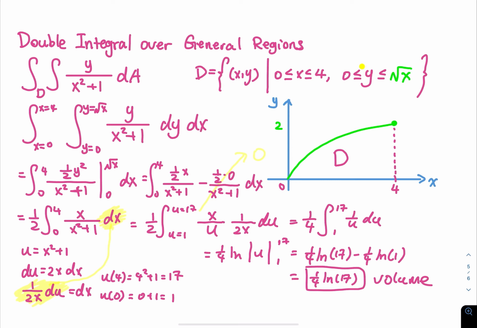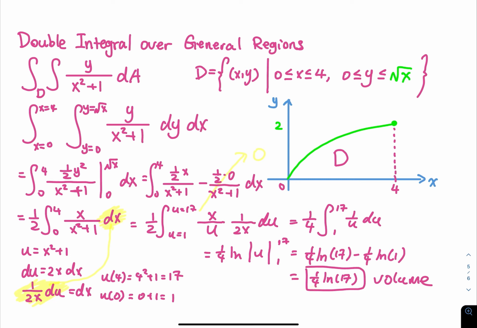So the function is just like holding up a piece of paper on your table. That paper is this function, and the paper covers some space on the table, right? That is the space that we are looking for. There is a three-dimensional space between your table and this piece of paper. That is the volume. The volume is 1 over 4 ln 17.